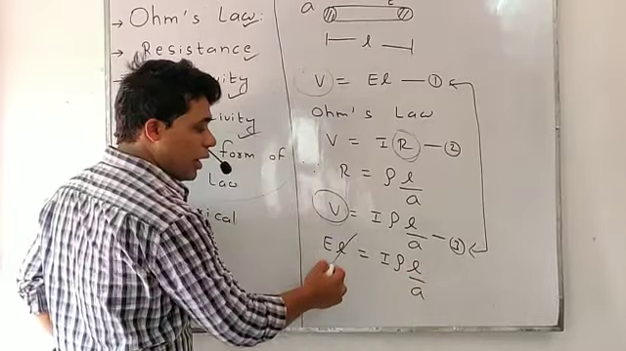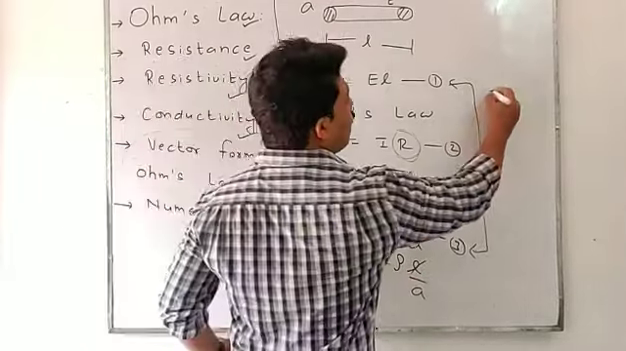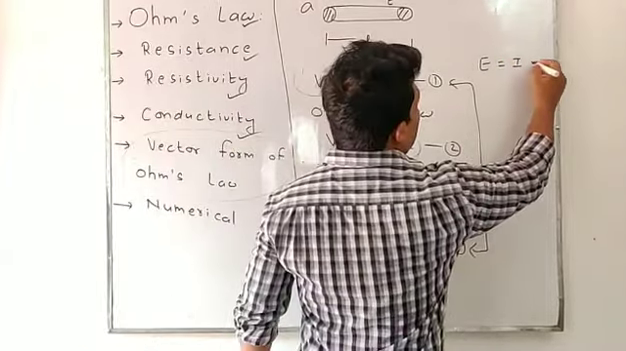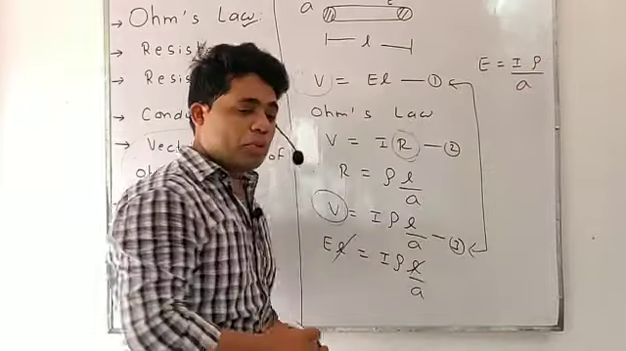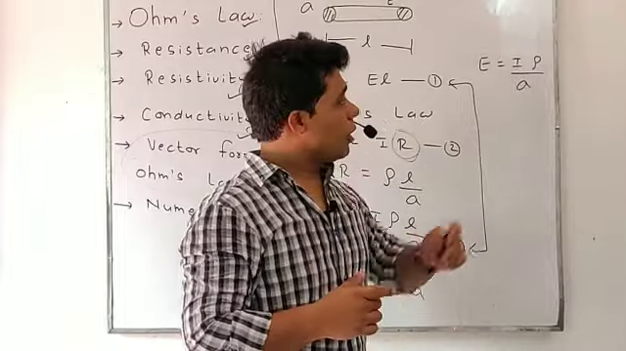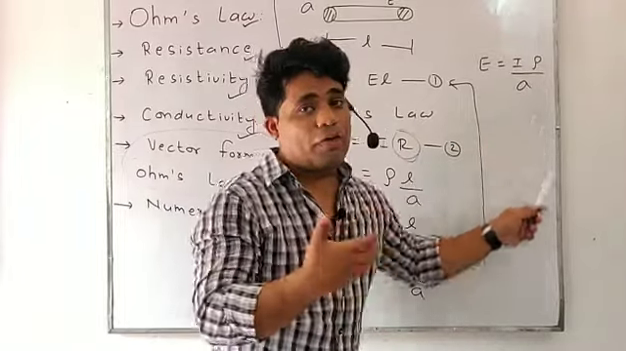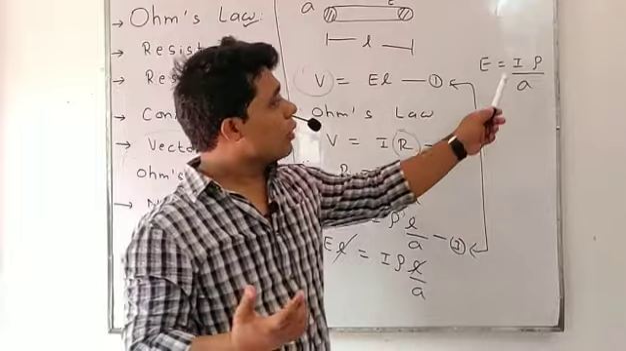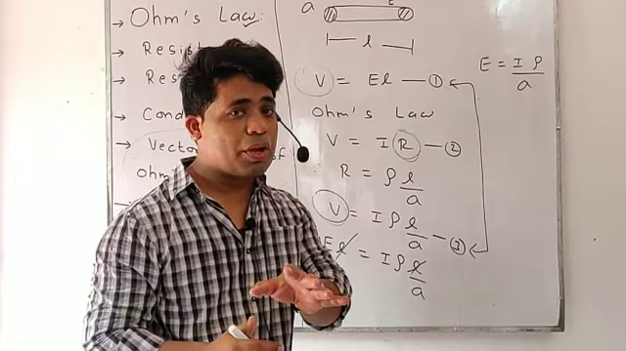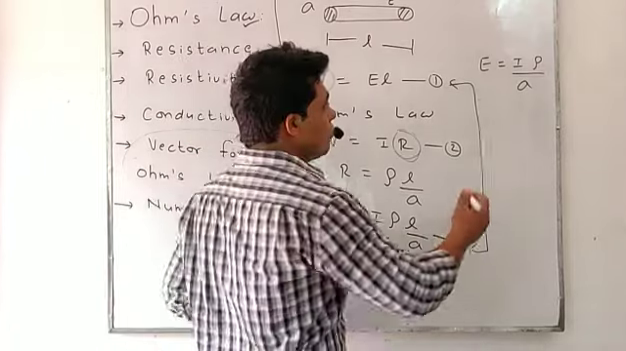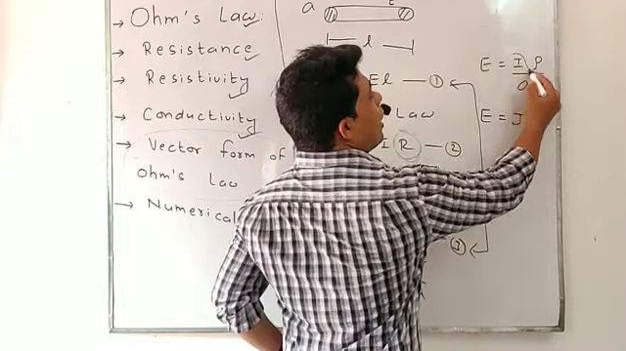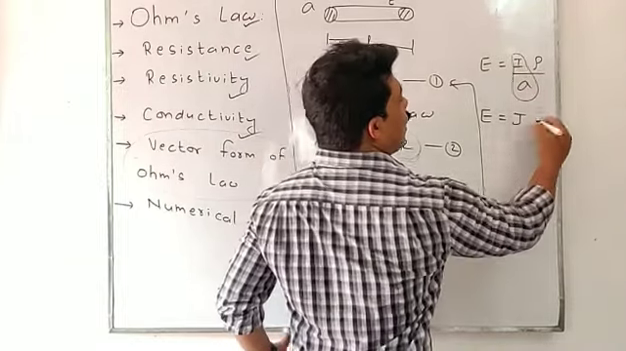Look, students, L and L cancel out, and we get E equals I rho by A. Now, students, the important term is I upon A, the amount of current that flows per unit area of cross section of the wire. This is said to be current density, and it is represented by J. So I upon A is J, and that leaves rho.